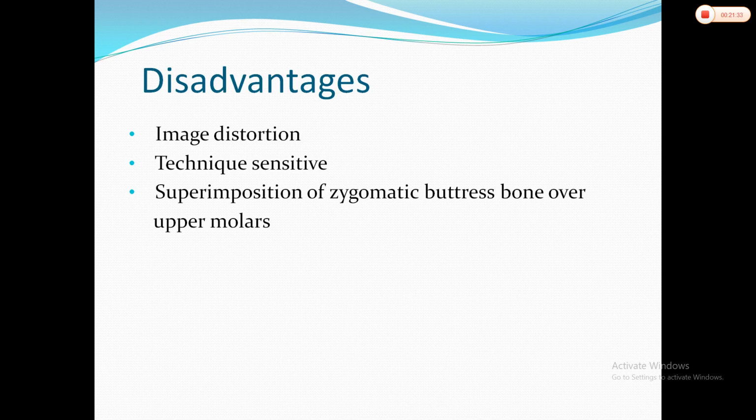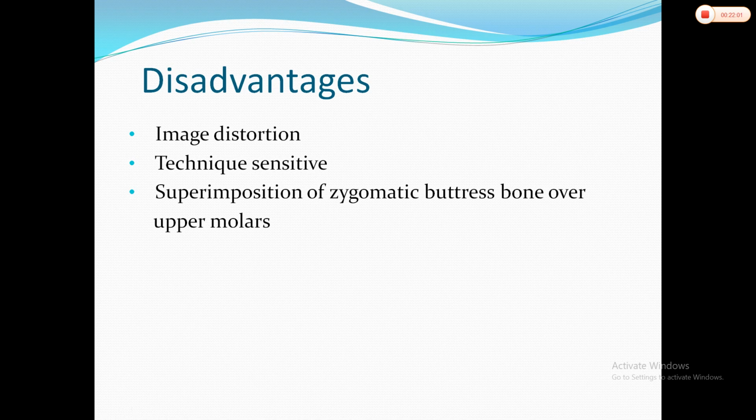The main disadvantage of this technique is image distortion. You should imagine the bisector and focus X-rays perpendicular to this bisector. So it is technique sensitive. If there is no correct projection of X-rays, there may be elongation of the image or shortening of the image. Another disadvantage is superimposition of the zygomatic buttress bone over upper molars.